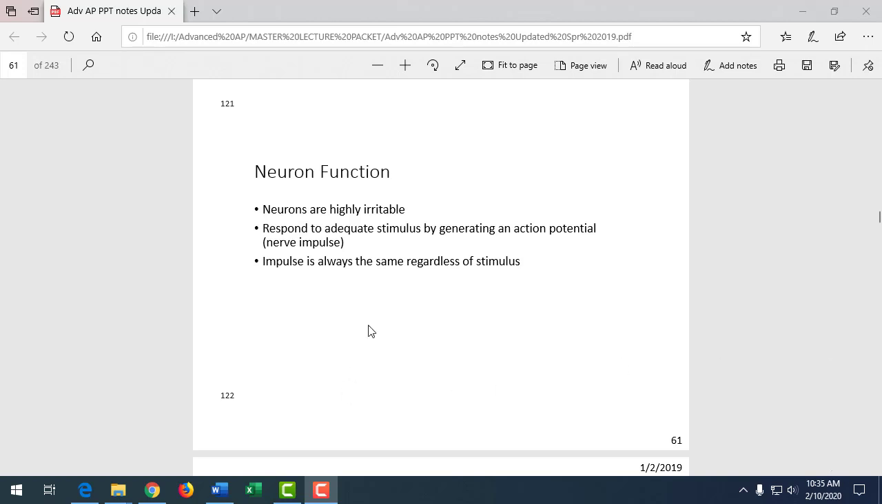So we need an adequate stimulus, which means we need enough stimulus to reach threshold in order to get that special impulse called an action potential that continues on down the membrane undiminished until it reaches the axon terminals, causes a neurotransmitter to be released, and then it carries on its way, right? So action potentials are kind of an all or none thing. It's like shooting off the gun at a horse track, pops open the channels, and off they go. The horses go around the track, right? So that's how an action potential works. So the impulse is always the same, regardless of the stimulus.